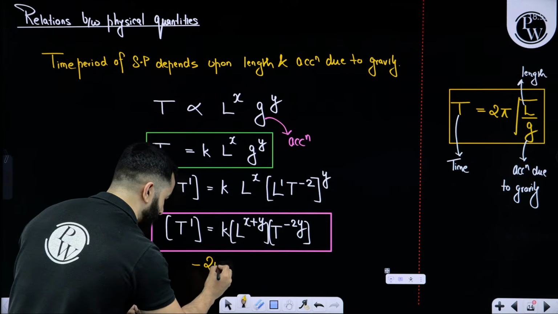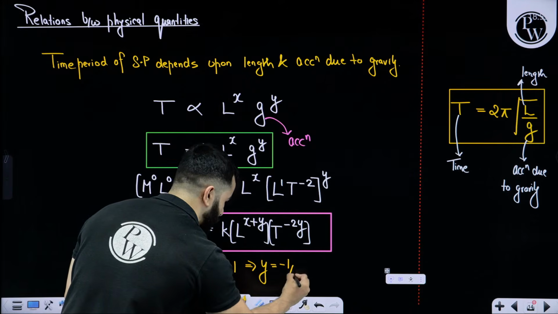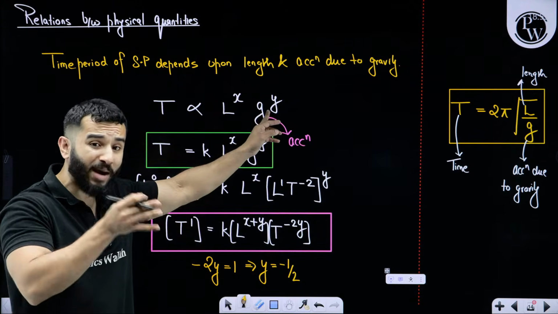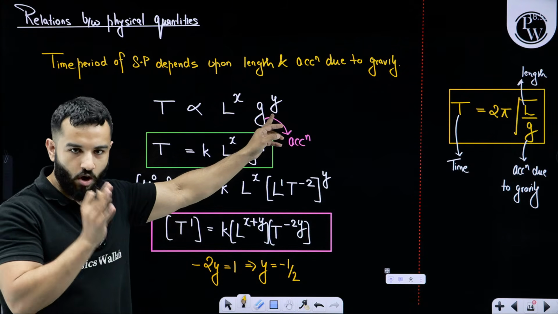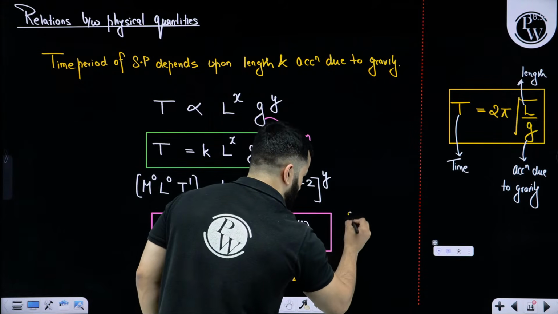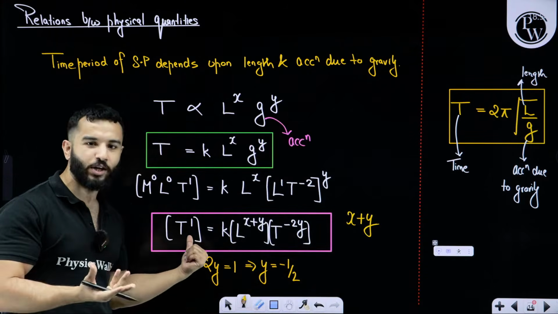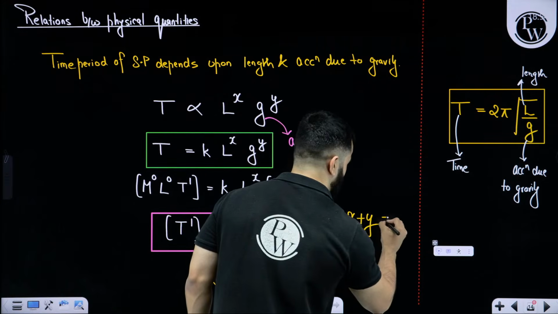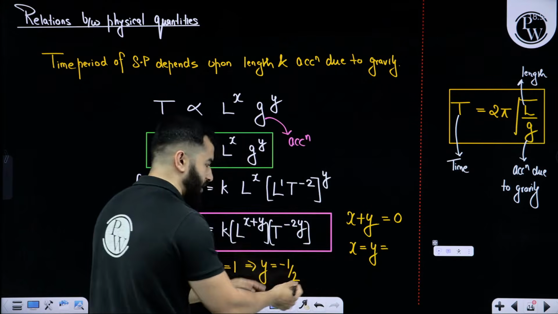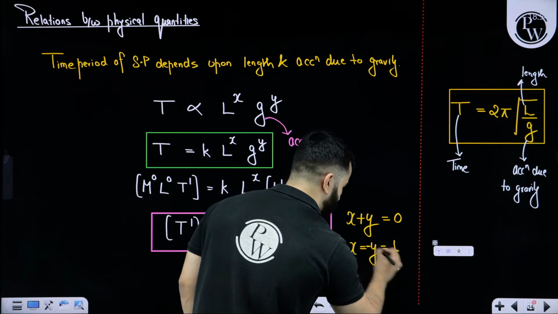So that means minus 2y is equal to 1, which means that y is equal to minus 1 by 2. Y comes out to be minus 1 by 2. That means on gravity, the power should be minus 1 by 2. Then also x plus y. Now you are going to say, sir, here you have length, but on the left hand side we don't have any length, which means that x plus y is equal to 0, which means that x is equal to minus y, and now we know y is minus 1 by 2, which means x is equal to plus 1 by 2.